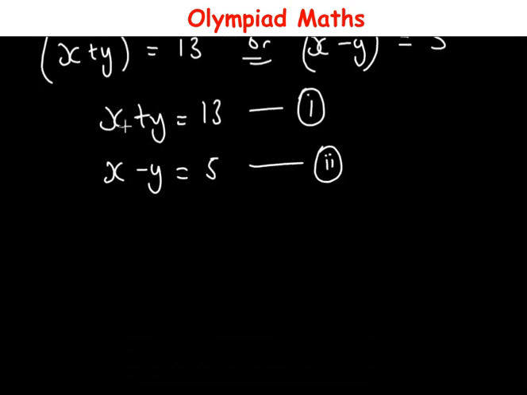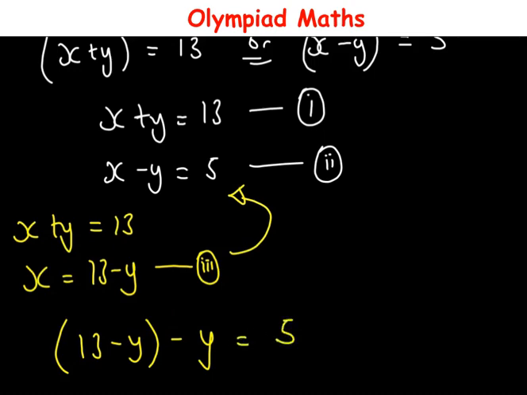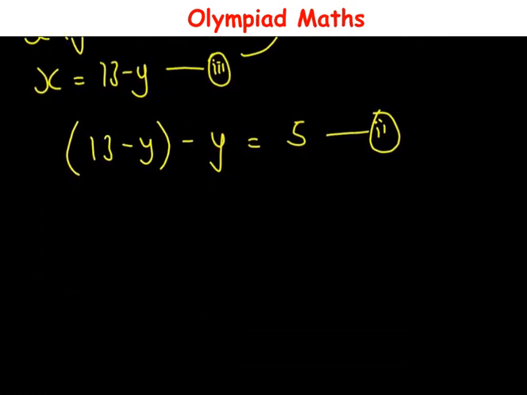So let us solve the first equation. From equation 1, we have x plus y is equal to 13, making x stand alone, x is then equal to 13 minus y. This is then equation 3. So inputting equation 3 into equation 2, x becomes 13 minus y, then we have minus y is equal to 5. This is equation 2. So from here, what we have is 13 minus y, then minus y is equal to 5.